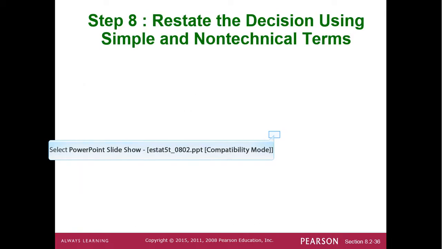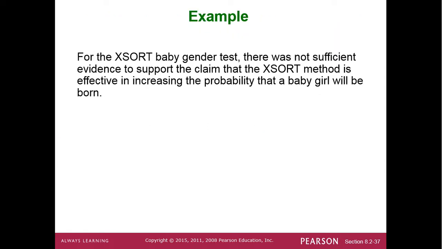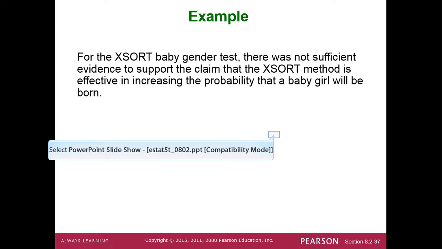Here again is the example. So then we want to restate the decision using simple terms. For the XOR baby gender test, there was not sufficient evidence to support the claim that the method was effective in increasing the probability that a couple would have a baby girl.